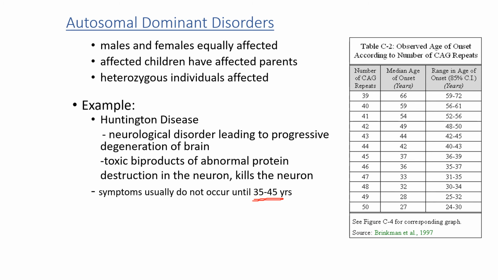And you can see over here in this chart, the more repeats of CAG that they have, the earlier the onset is going to be. So the CAG are those base pairs. You can see an individual that has 50 repeats of that base pair, the median age to get Huntington's disease is 27, in the range between 24 and 30. But if they only have 39 repeats of those CAGs, the median age is 66. So that ups their chances a little bit of being able to live a fuller life before those symptoms start to appear.